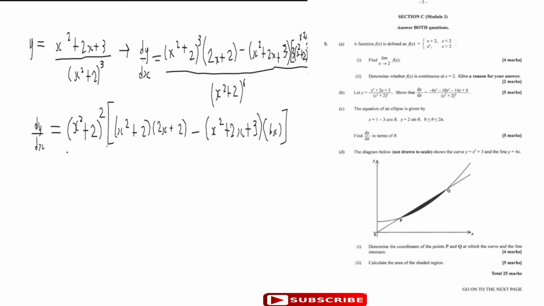Now in the denominator, I'm going to factor out an x squared plus 2 all squared as well. Factoring out x squared plus 2 all squared. And what I'm going to be left with is x squared plus 2 being raised to the 4th power.